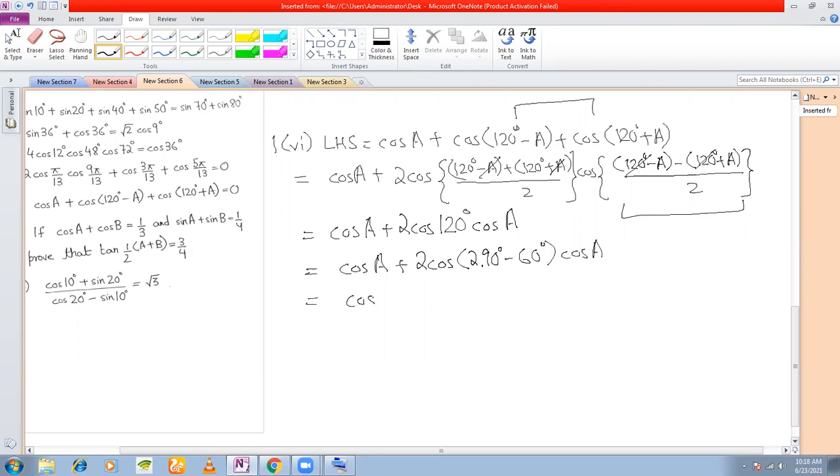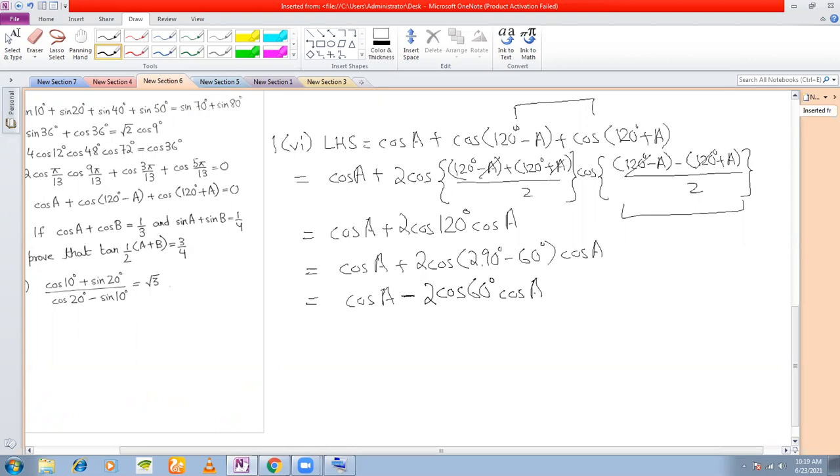Cos A, which is cos A plus... Now here, I don't know whether it is a plus or minus. Don't write the plus. See, this is an even multiple, so cos will remain a cos, right? And this is in the second quadrant, so this cos is negative, so it will become a minus. So minus 2 cos 60 degree.